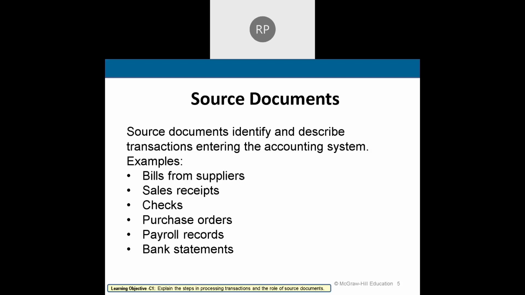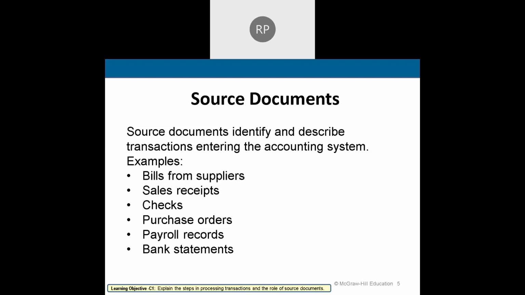So a bill, a sales receipt, a check, a purchase order, a payroll record, a bank statement, all of these are examples of source documents. And they tell us what the transactions are. We need to enter them into our accounting system.